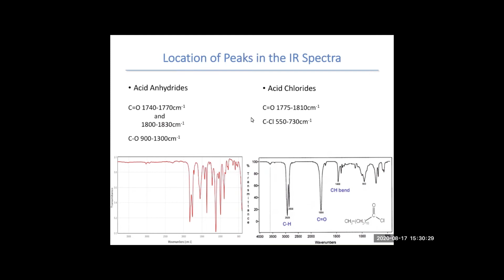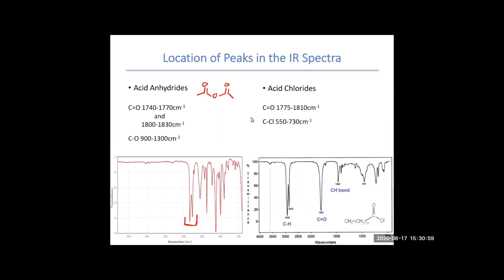In your acid anhydride, since it has two carbonyls in it, we draw acetic anhydride here. It has two carbonyl groups, so we're going to see two carbonyl peaks. They tend to be between 1740 and 1770, and then another peak from 1800 to 1830. So you can see we have two carbonyl peaks present in our spectra here.